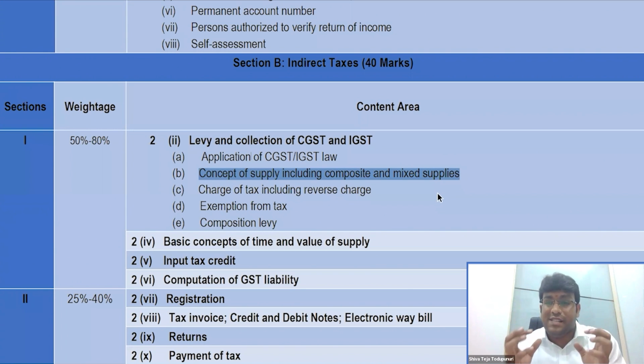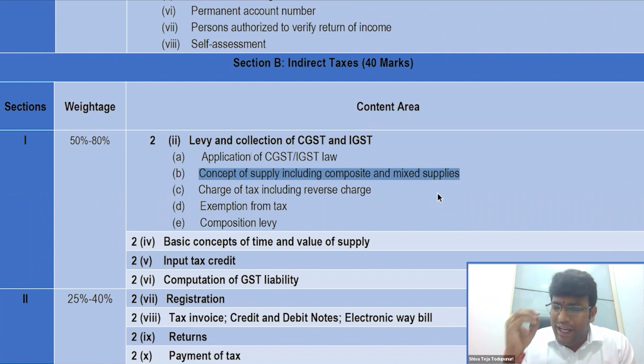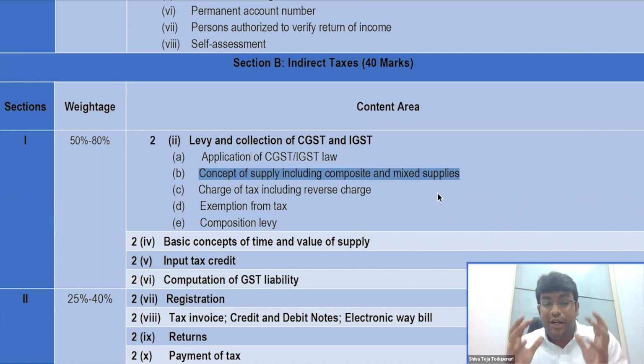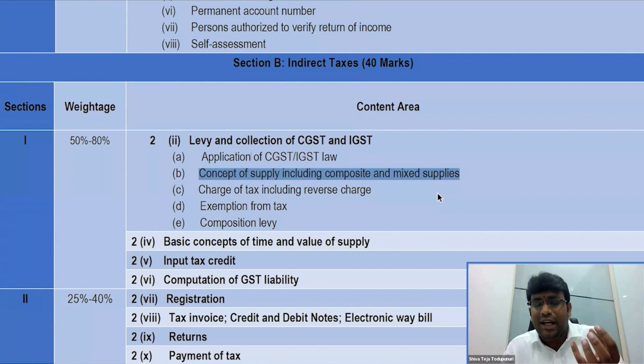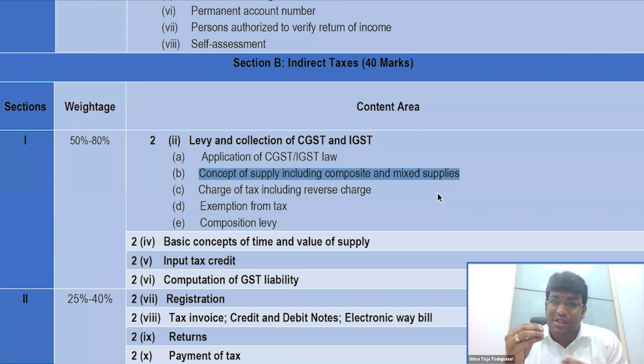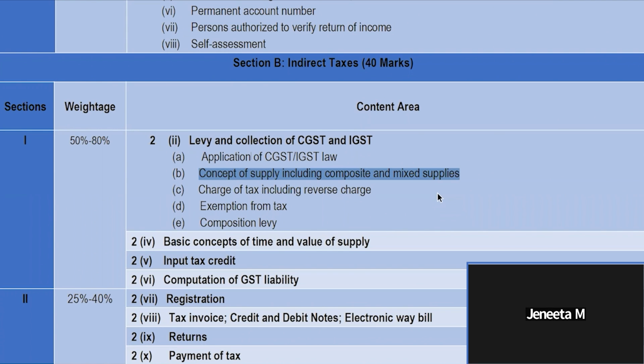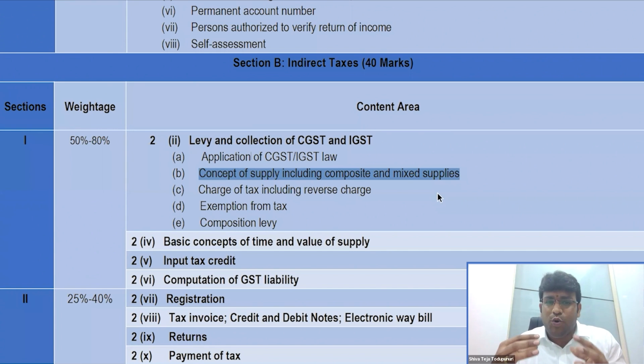Of course, we're talking about section 7 and section 8. It is very, very important to understand Schedule 1, Schedule 2, Schedule 3 very properly. The reason is very clear: Schedule 1 talks about the transactions which are regarded as supply, even though there is no consideration. Schedule 2 talks about what is supply of goods and what is supply of service. Schedule 3 talks about which are neither supply of goods nor supply of service.